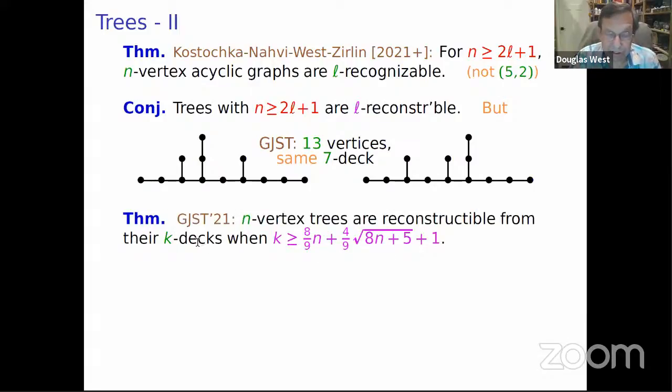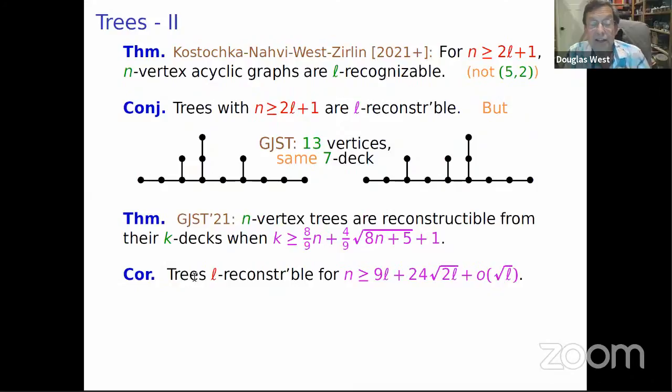But what did they prove? In their paper, they proved that n-vertex trees are reconstructible from their k-decks when k is at least about 8/9 of n. So again, if we turn that around and say, what does this say about the relationship between n and n minus l to talk about l-reconstructibility, they have proved that trees are l-reconstructible when the number of vertices is at least 9L plus something involving the square root of L. That's pretty good as a threshold, although we're trying to lower it.